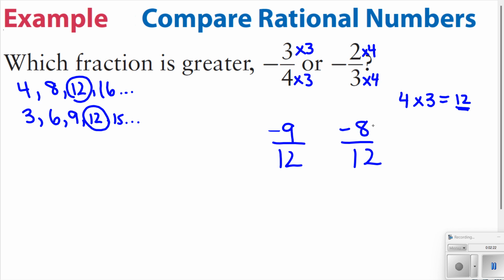So now that the denominators are the same, we just look at the numerators. Now, these are negative numbers. So the bigger the number is when it's negative, the closer it is to 0. So I know that on a number line, -8 is closer to 0. So that means that this fraction, which came from -2/3, is the greater fraction. Now that's one way of doing it. Let me show you the butterfly trick.